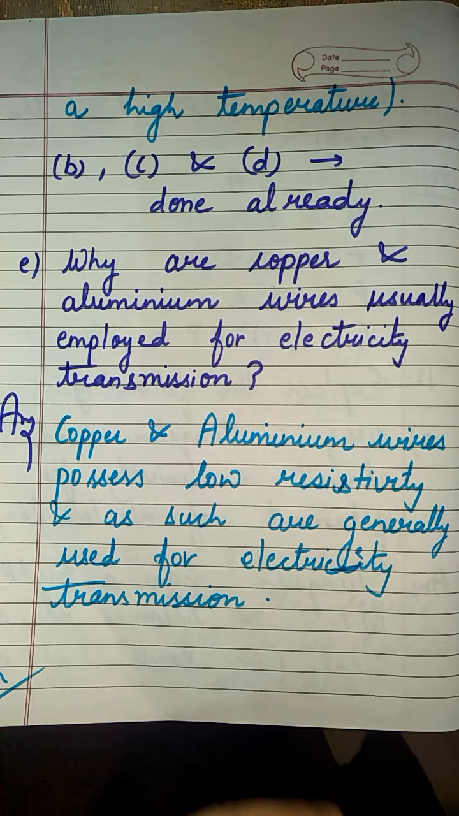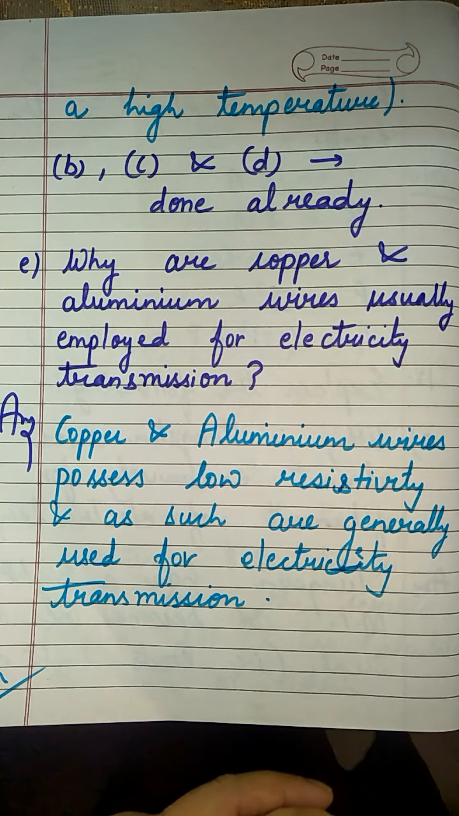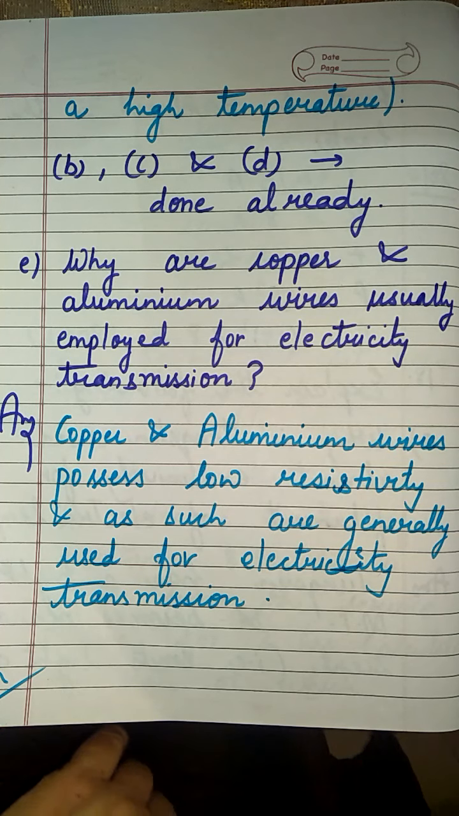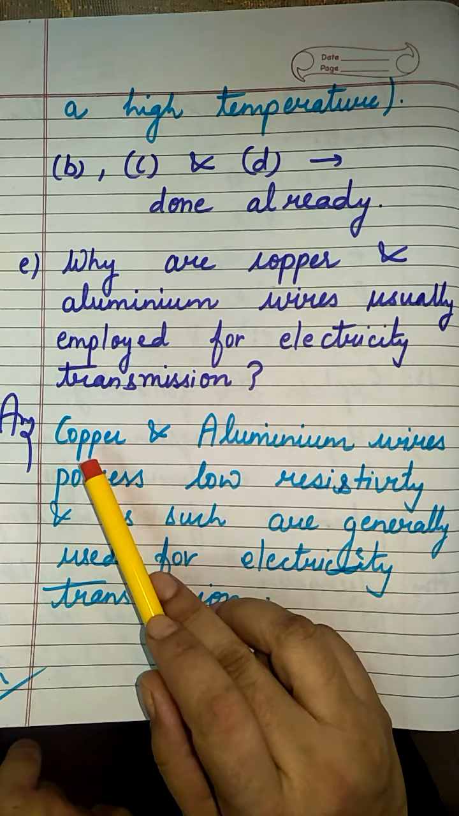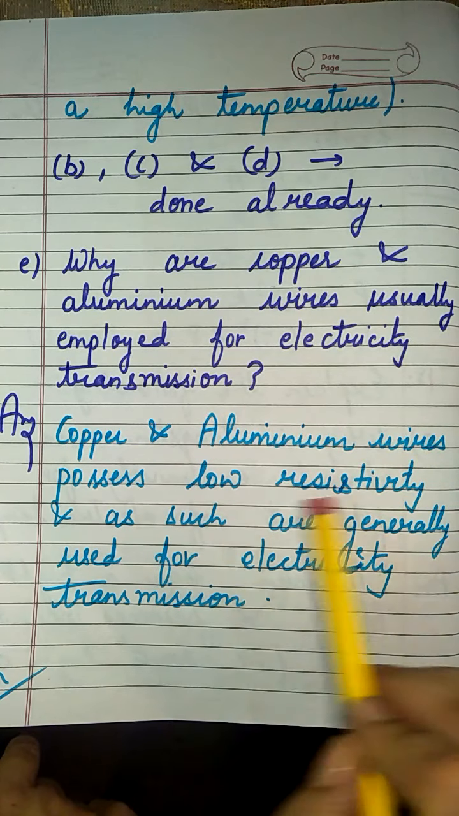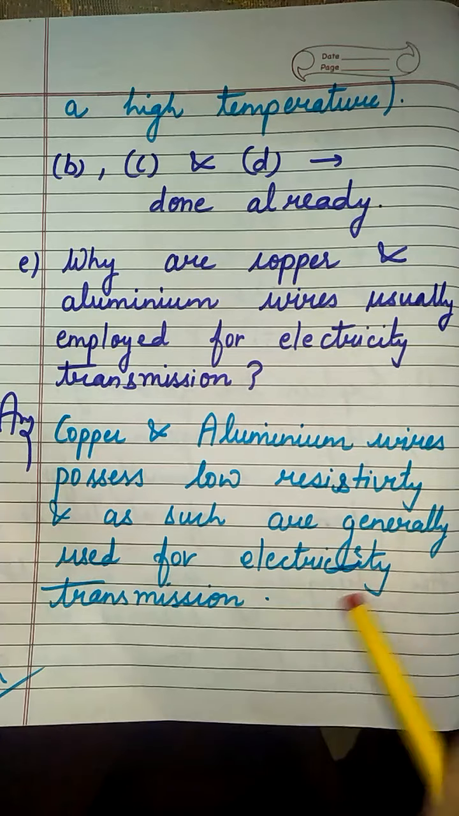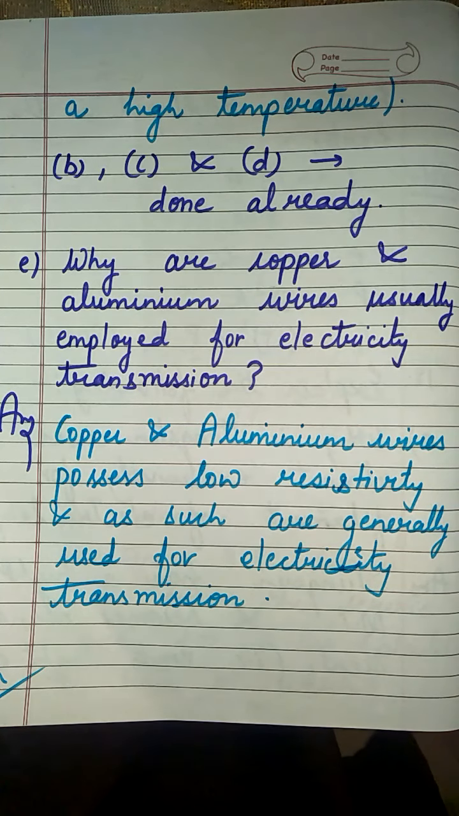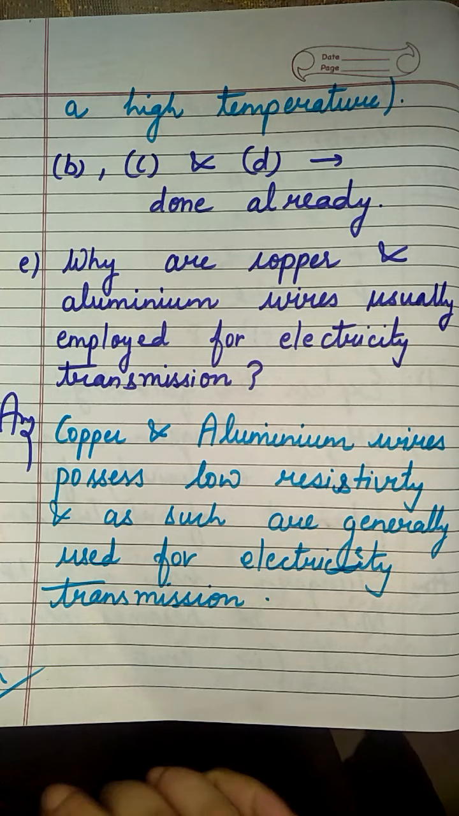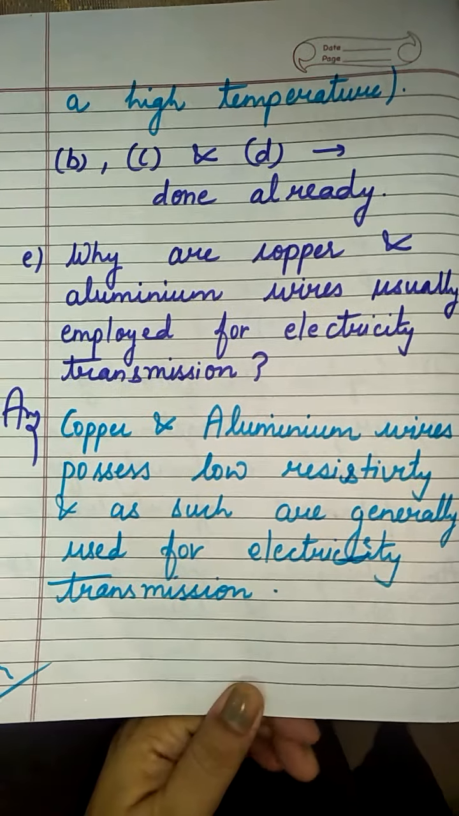Then E part is why copper and aluminium wires are usually employed for electricity transmission. So reason is what? Copper and aluminium wires possess low resistivity. Very less resistivity is there. If resistance will be less, then what will happen? Large amount of current can flow. If hindrance will be less, current will be more. So it means that they are used for electricity transmission.